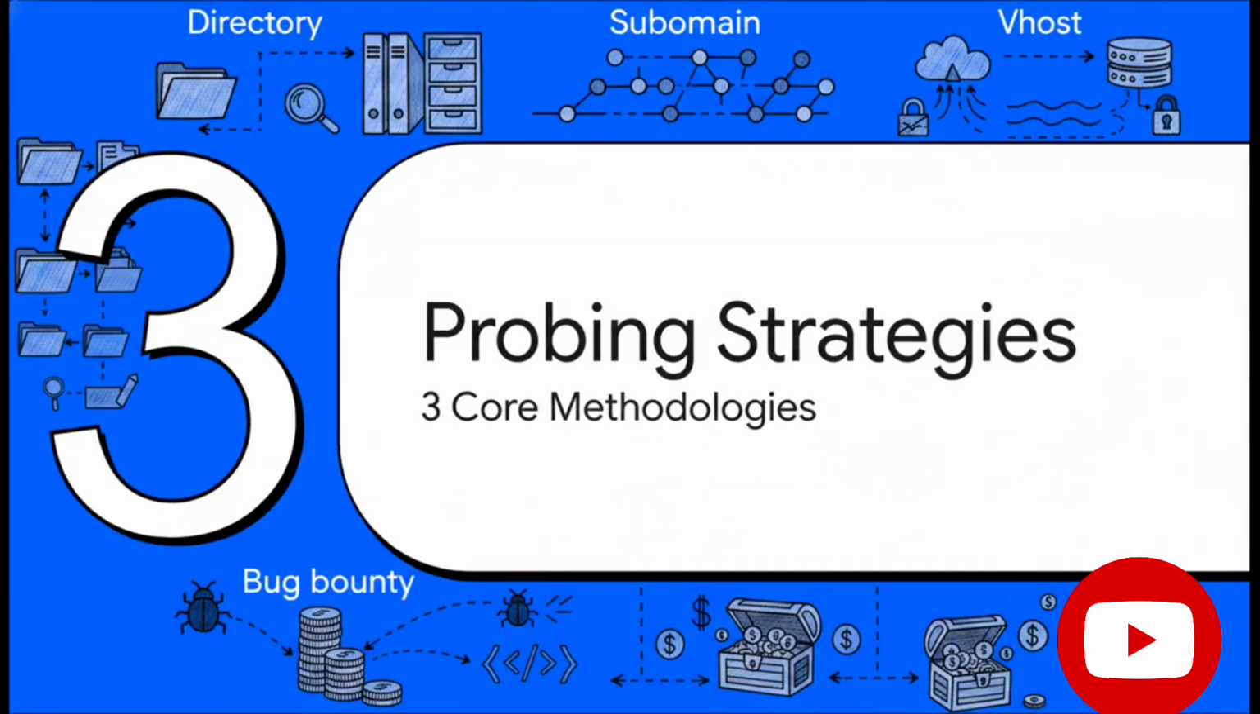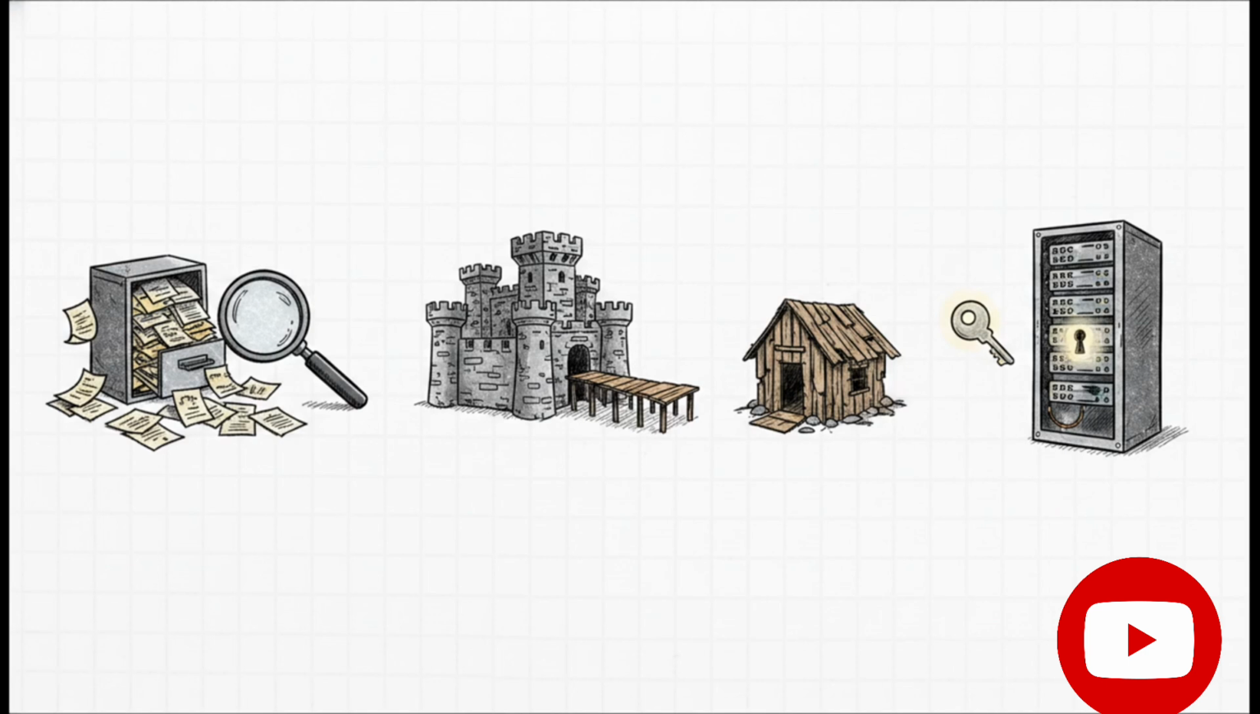Section 3. 3 core probing strategies. Directory, Subdomain, and vhost. Now we're moving into the practical execution phase. If you want a high-income bug bounty workflow, there are 3 dominant targets professionals hunt for every single day. Let's look at these methodologies.